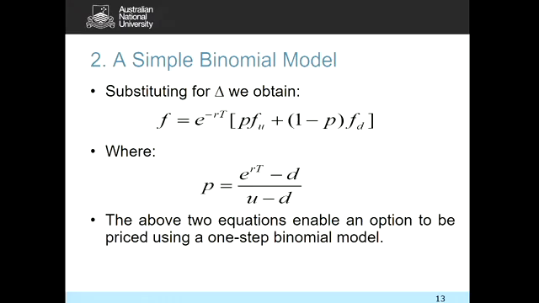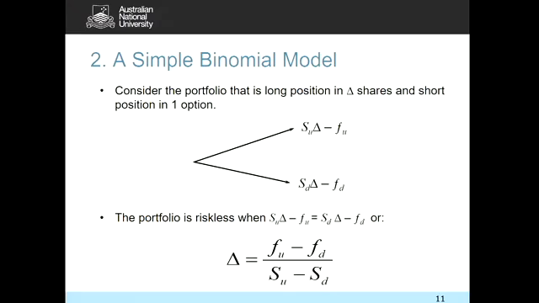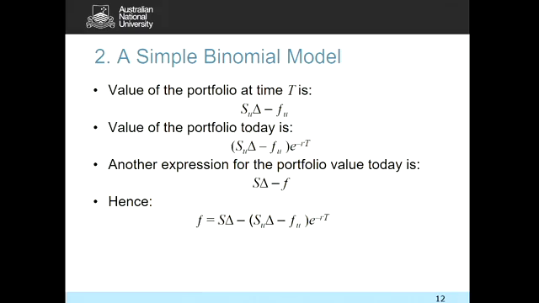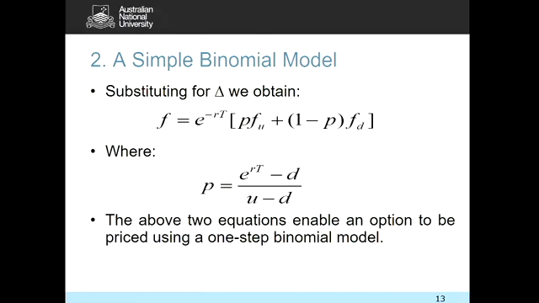Then we have to substitute for delta, and remember delta is equal to FU minus FD divided by SU minus SD. If we substitute that into our equation at the bottom here, we end up with this nice formula. We don't need to know the maths or algebra behind it, but this is the formula you need to learn in this course. This is to find the value of either a call option or a put option. Same formula.